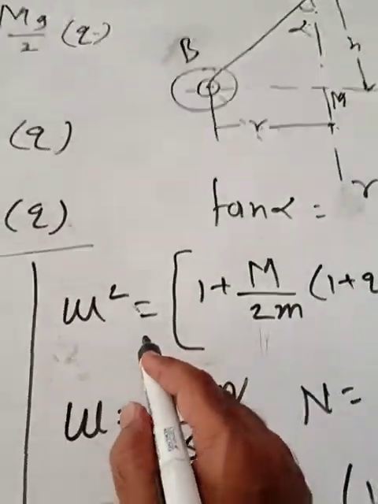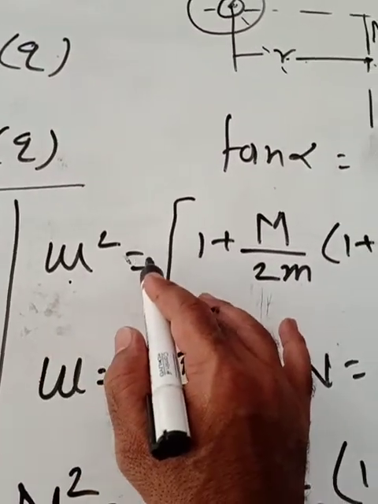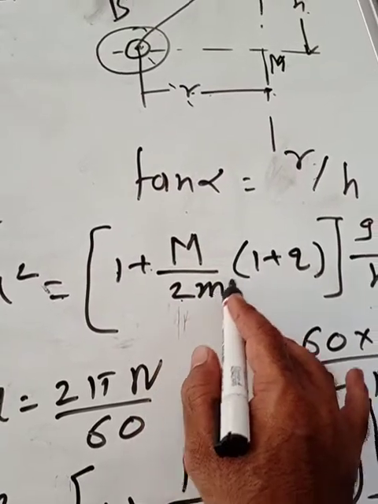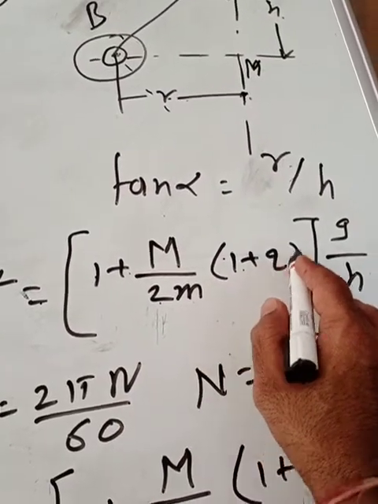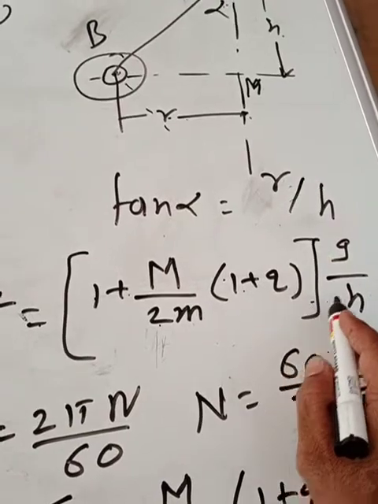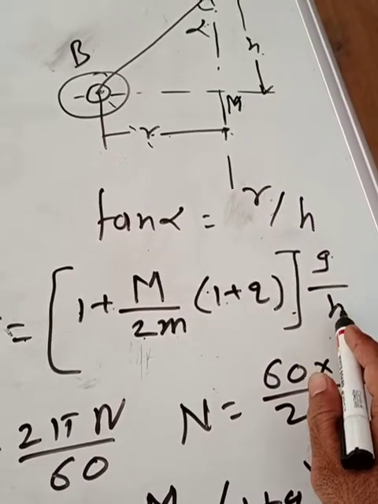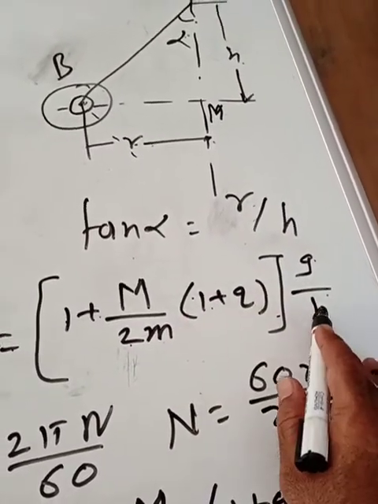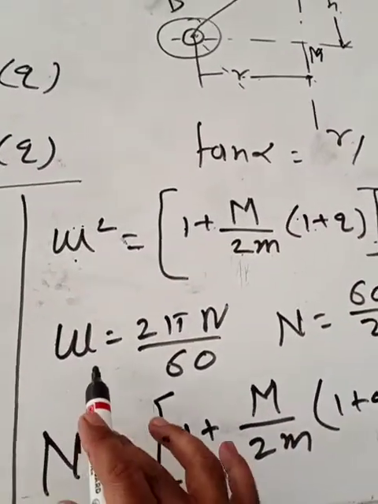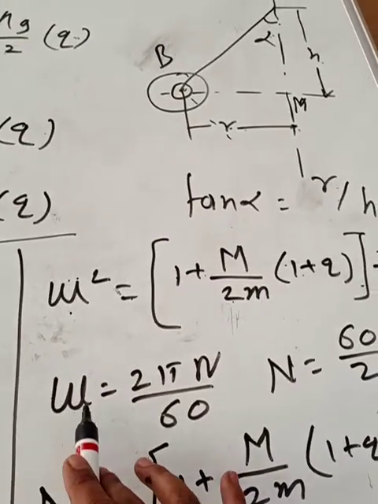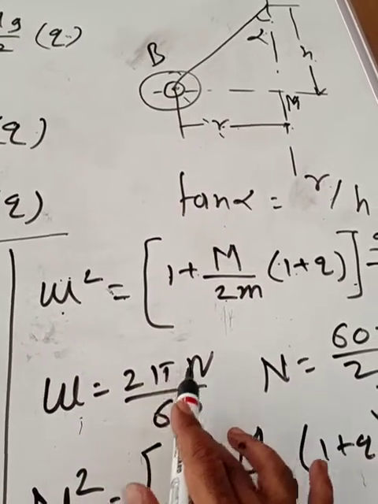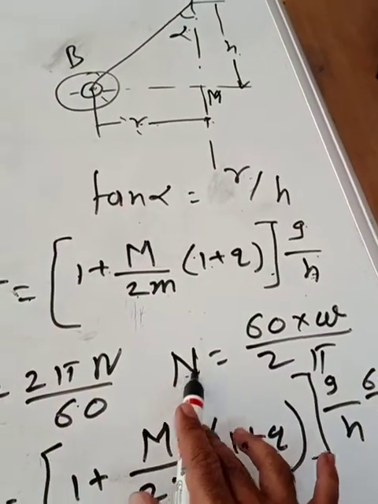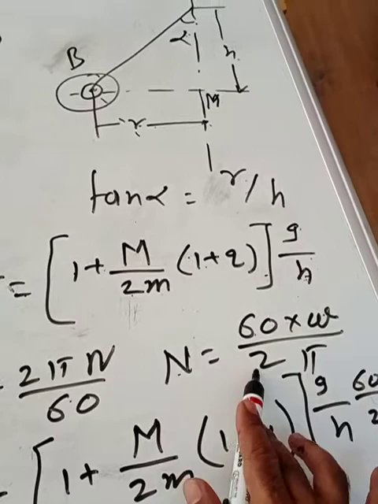So when we rewrite this equation, it will become omega square is equal to 1 plus capital M divided by 2 small m into bracket 1 plus q, whole bracket complete, into g by h. Omega square we have placed here and h we have placed in the place of omega. So what is that omega? That is angular velocity, which we can calculate as 2 pi N divided by 60, where N is the speed of that governor. So N will become 60 into omega divided by 2 pi.